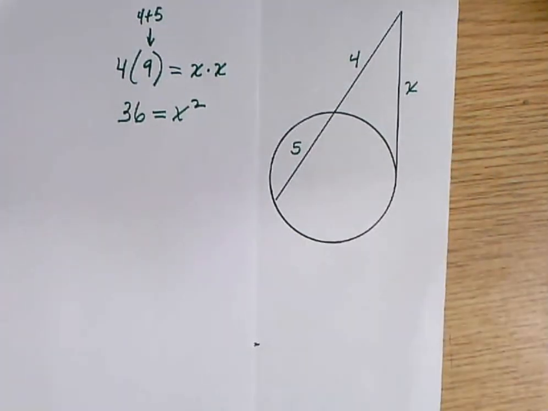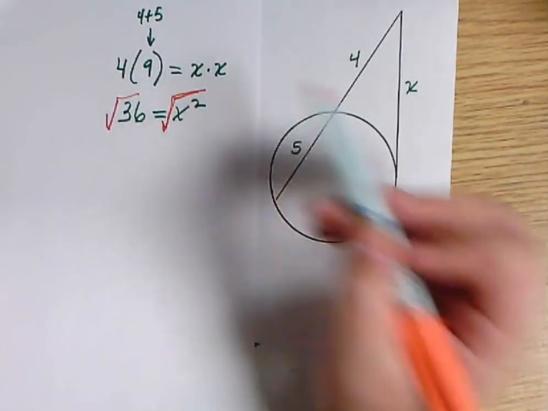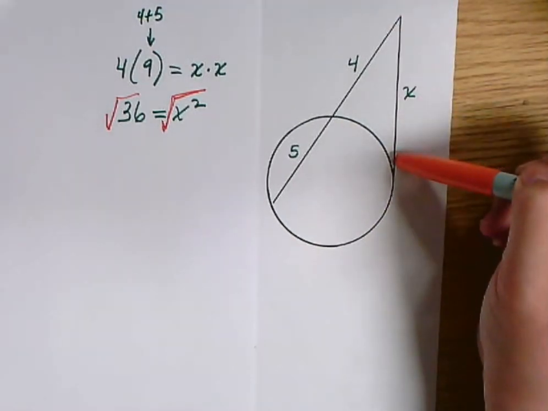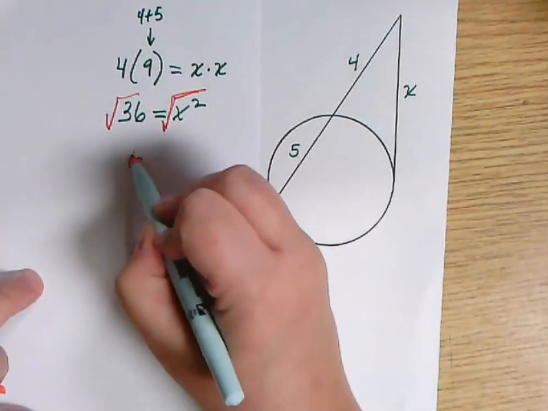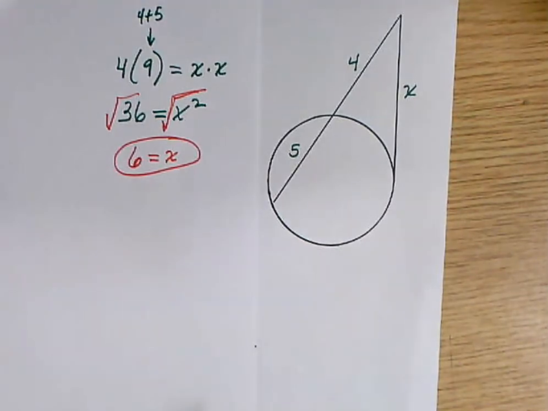And then we have to take the square root to solve. And since x refers to a length, it can't be negative. So I'm not going to worry about the negative here. So positive 6 equals x. And I've got my x.